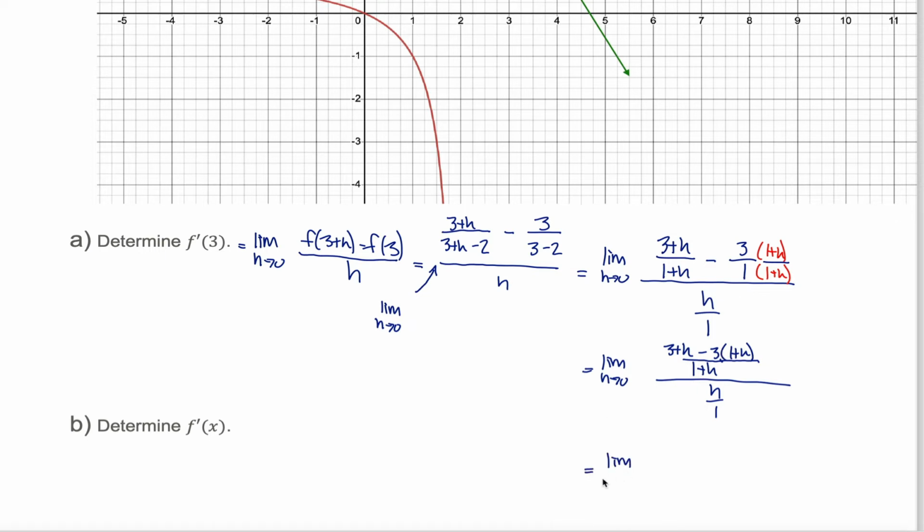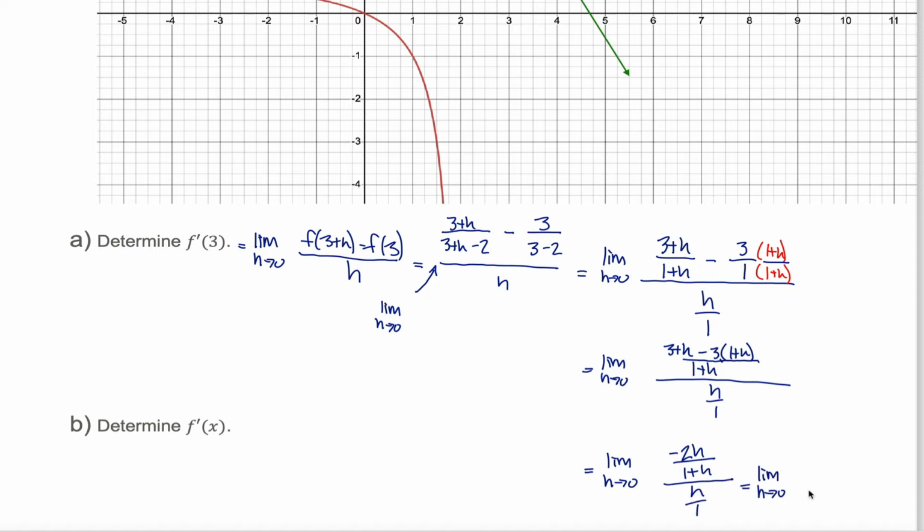Let me continue. I've got the limit as h approaches 0 of, if I take this negative 3 and distribute it through, I get negative 3 minus 3h. The positive 3 and the negative 3 cancel out. The 1h and the negative 3h net out to negative 2h. So in the numerator, I've got negative 2h over 1 plus h. And in the denominator, I've got h over 1.